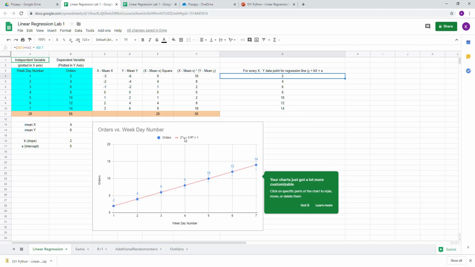And if you look at the equation, it is 2 multiplied by x plus 0. The very interesting thing here is that the R squared value is showing 1. This is one of the important features you need to always keep in mind: you can get the equation by just applying the method, but what is the efficiency of that particular equation? Here R squared has a range of 0 to 1. 1 indicates that it is 100% accurate, and 0 indicates that we cannot really predict anything.